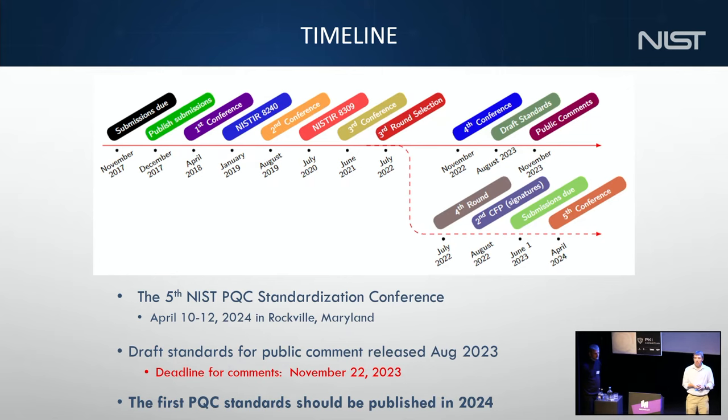Very important, we put out draft standards for Kyber and Dilithium and Sphincs+. Those have been out since August. The deadline for public comments on them is you've got another 2 weeks or so. So if you haven't read them, please take a look, and we need to have comments back by November 22nd. Our goal with our timeline is that we want these standards to be done, the first ones, in the first half of 2024. So we know everyone's waiting for this, and that's when we're expecting to get these things out the door.